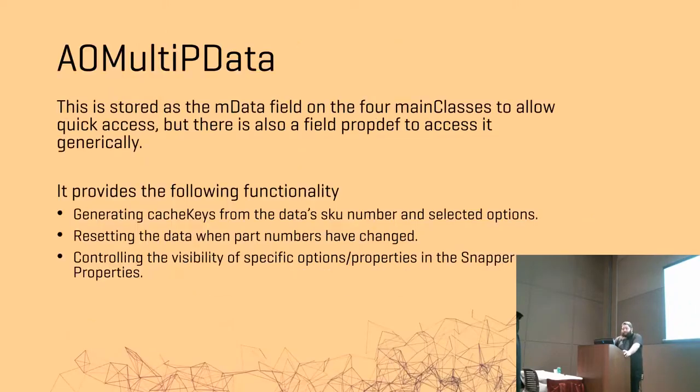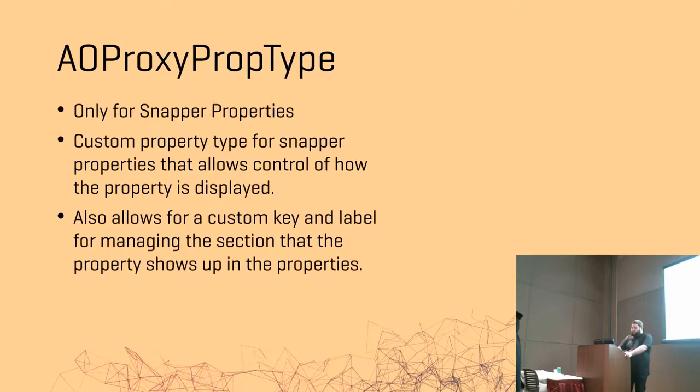Specifically, multi-P data. This is stored as the mdata field on those four classes to allow quick access to your multi-data. But it's also stored as a field prop def, so that way you can access it generically through a key. It provides these main functionalities: it will generate cache keys based on your data SKU number as well as the selected options. You can also use it to reset the data when your part numbers have changed and to maintain your selected options. Also, you can control the visibility of specific options and properties in the stack of properties that you show for your data. So it adds a nice bit of functionality there.